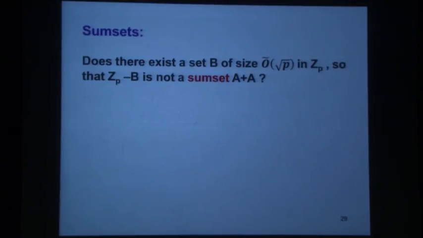Then about sum sets, I told you there that I believe that the truth about the maximum number of elements that you can delete from Z_p so that what you get is always a sum set should be closer to square root p, I think. So the question is if there exists a set B of size about square root p, I don't care about logarithmic terms here, so that if we omit it from Z_p, then what we get is not a sum set.